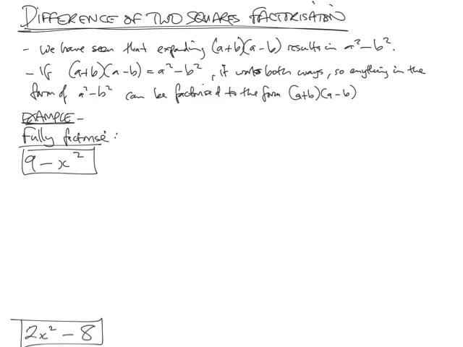So that is the next type of factorization that you need to be aware of and be able to do. It's called difference of two squares factorization. The secret here is to find the a squared part and the b squared part, and sometimes you need to do some maths to get to that situation.